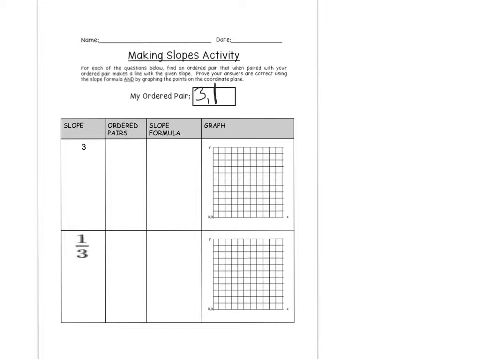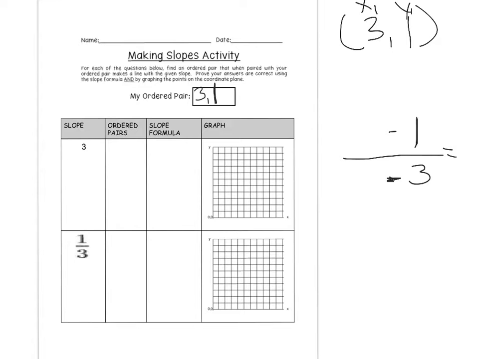So I have my first pair, which is 3, 1. That's what I'm given. And I'm going to call this x sub 1 and y sub 1. Now from here, I'm going to try to find different ways to make the slope 3. So if this is my x sub 1, I know that slope is the change in y over the change in x. So I'm going to put my 3 on the bottom because it's x sub 1, and then I'm going to put my y on the top.